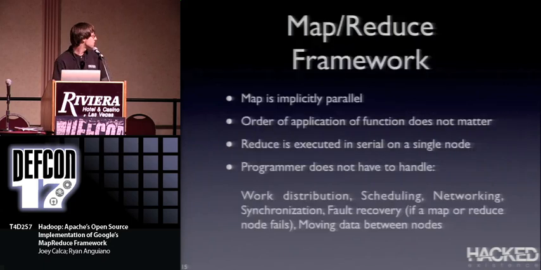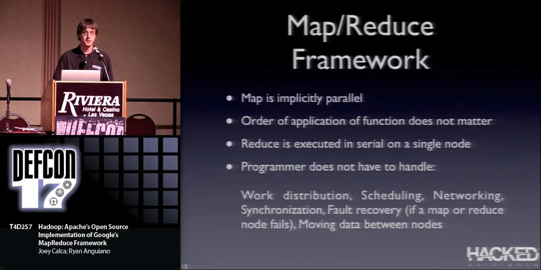All right, so the MapReduce framework, given this model, map is implicitly parallel. You can take your whole input data set, break it up into a bunch of pieces, run it all in parallel, bring it back together for reduce. The order of application of function does not matter in the mapper because you're doing it in parallel and breaking it up. You don't have to worry about doing things out of order.